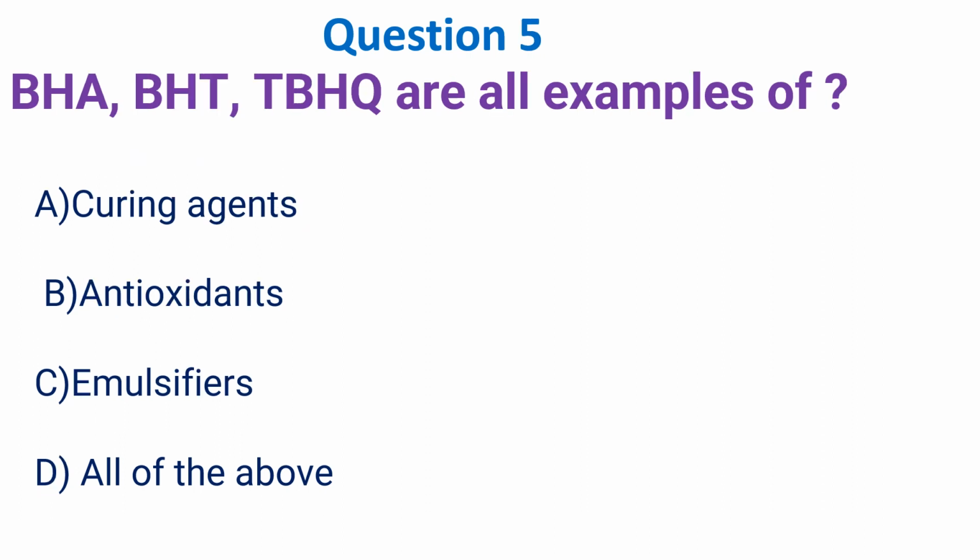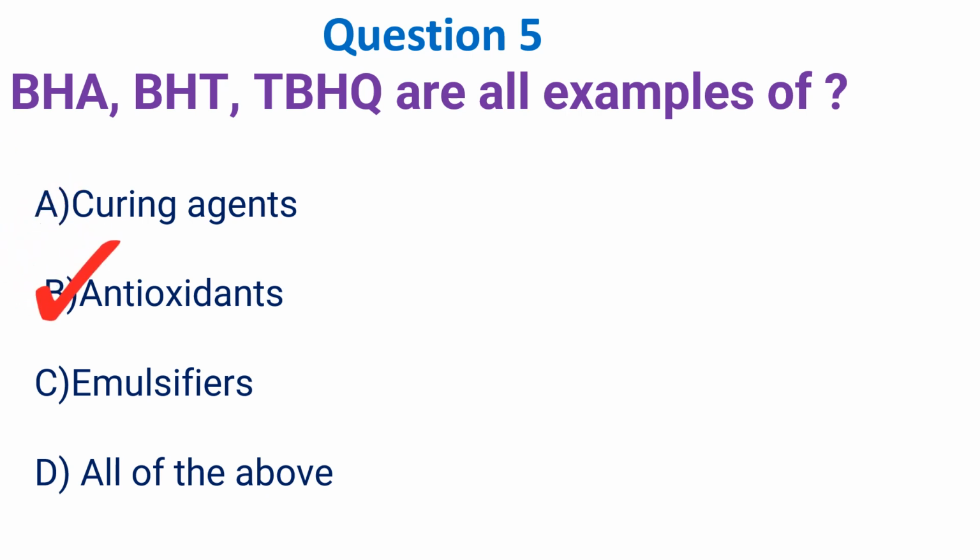Question number 5. BHA, BHT, TBHQ are all examples of. Options are option A, curing agents, option B, antioxidants, option C, emulsifiers, option D, all of the above. And the correct answer is option B, antioxidants.